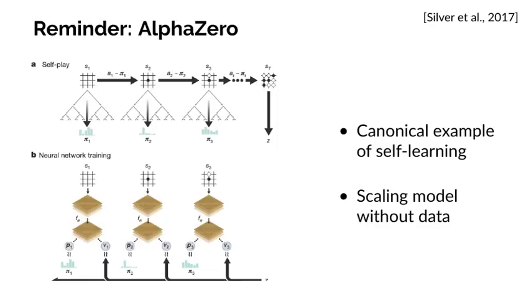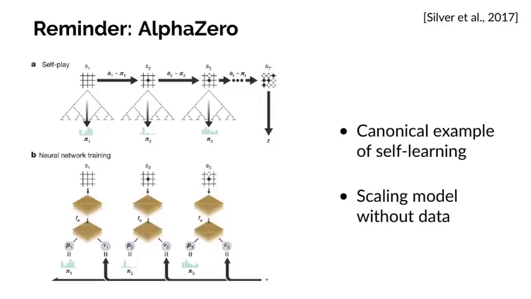So in particular, let's remind ourselves how AlphaZero works. This was a very important paper in the history of deep learning and RL. In this paper, which was a follow-up to AlphaGo, they demonstrate that a system completely taught with self-play could achieve expert-level performance in a very hard task.